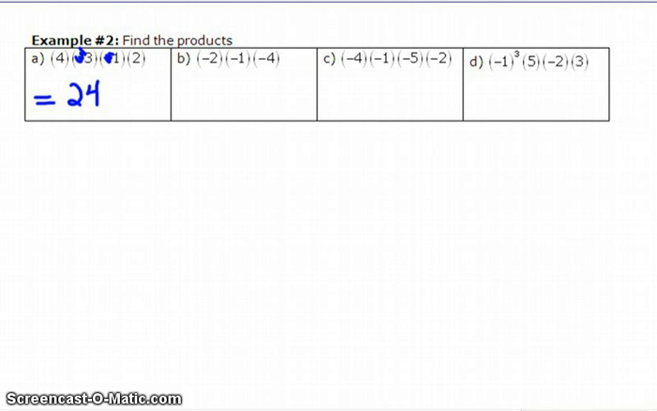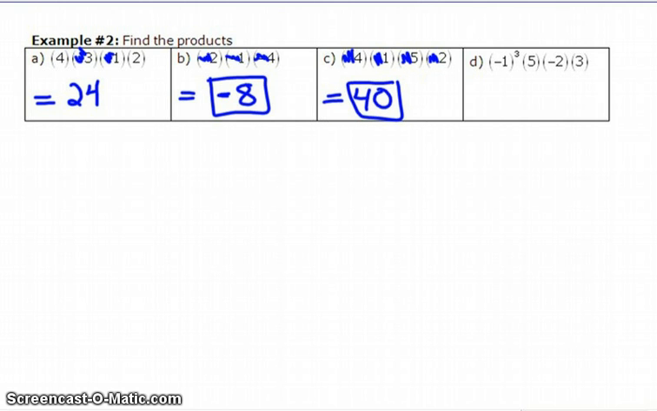So if I look at B, I have 1, 2, 3 negative signs. Well, 3 negative signs is odd, so that means my answer is going to be negative. Now, when I'm actually multiplying, I don't worry about the negatives anymore. 2 times 1 is 2, 2 times 4 is 8. So my answer is negative 8. Here I have 4 negative signs. So again, 4 is even, so my answer is going to be positive. I don't pay attention to the negative signs anymore. And I have 4 times 1, which is 4, times 5, which is 20, times 2, which is 40.